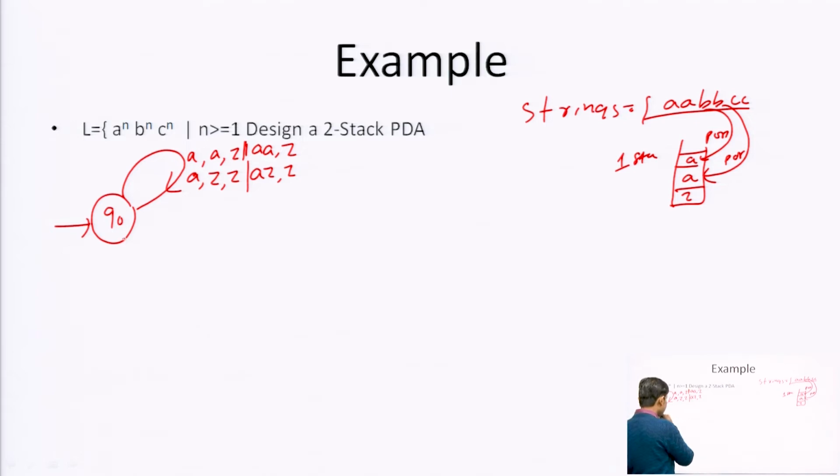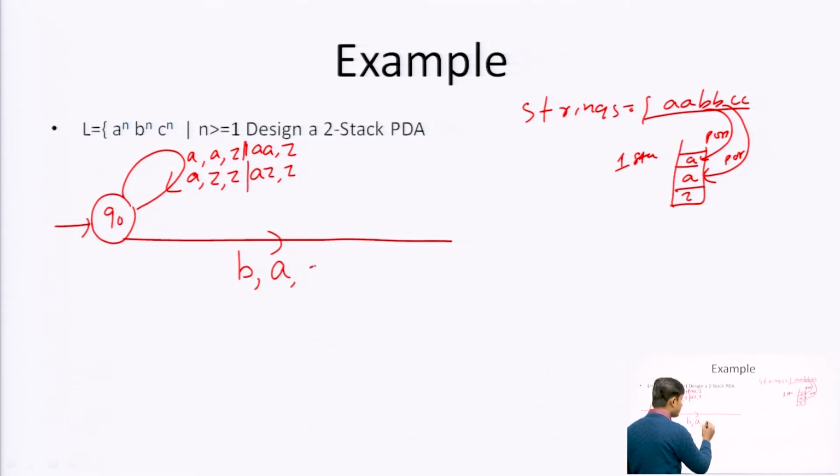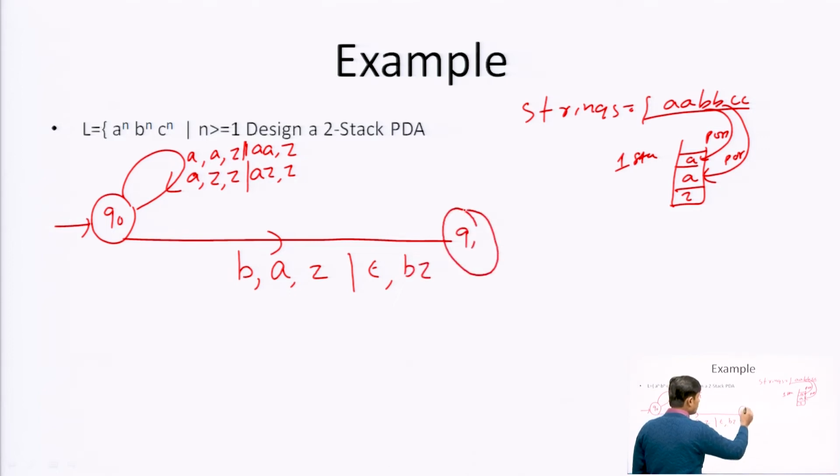Now if B is coming as input, what do you have to do? Here the input is B, stack 1 top is A and stack 2 top is Z. Then what you have to do? This is epsilon and BZ, and this is Q1.